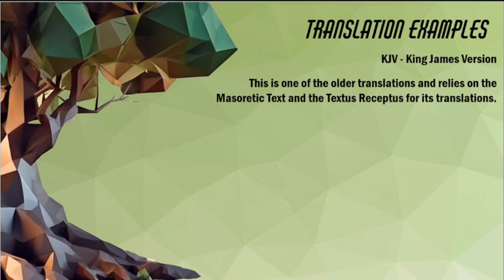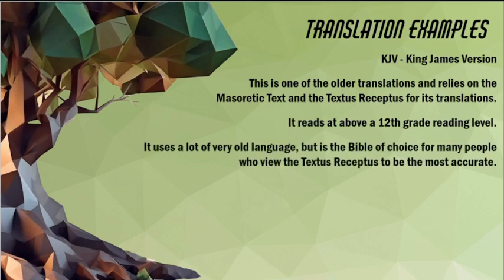And this is one of the main versions, and the people who are big proponents for KJV will tell you that it is largely because of the Textus Receptus. It reads at above a 12th grade reading level, so it is hard to read. It uses a lot of very old language, but it is the Bible of choice for many people who view the Textus Receptus to be the most accurate, so it's very heavily preferred by that group.